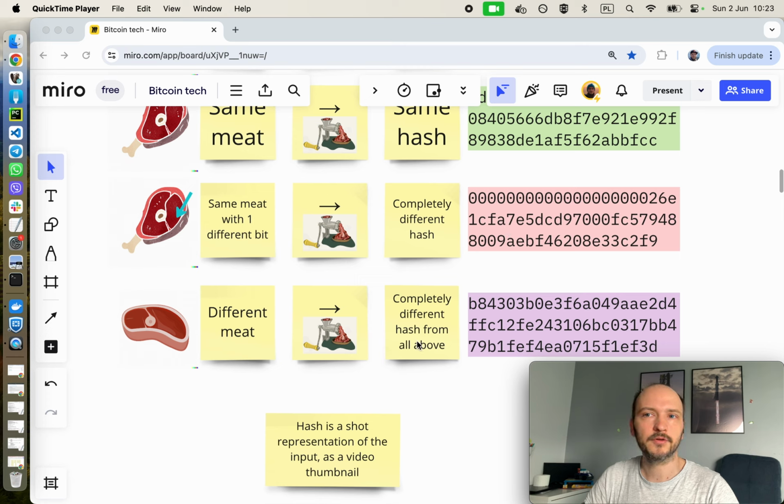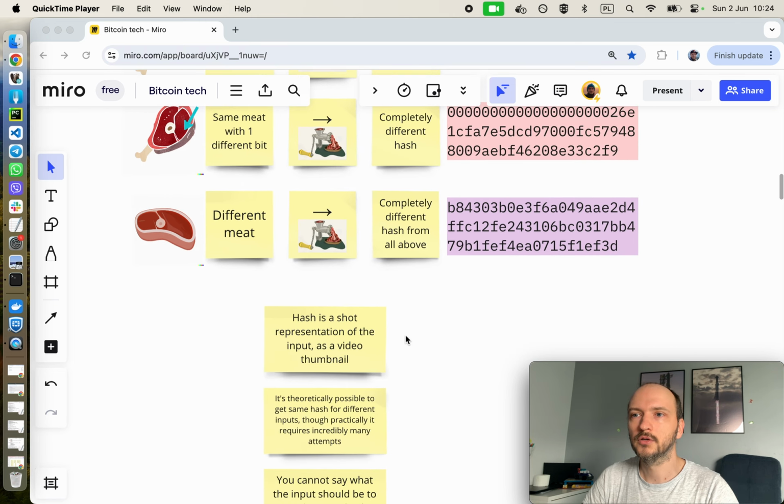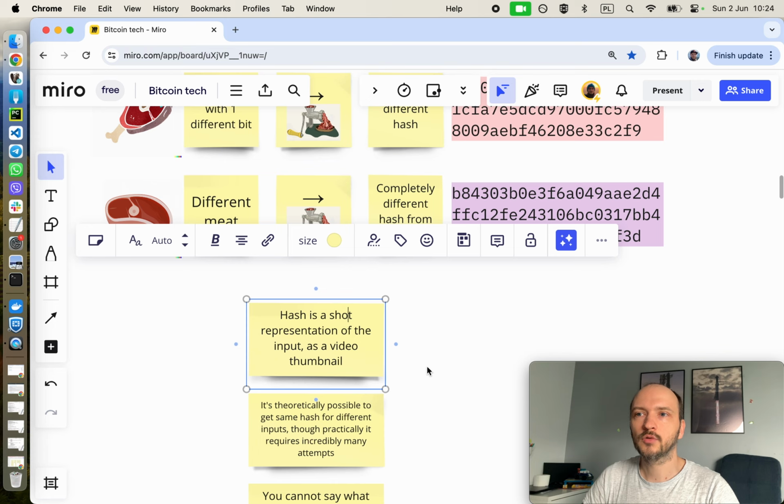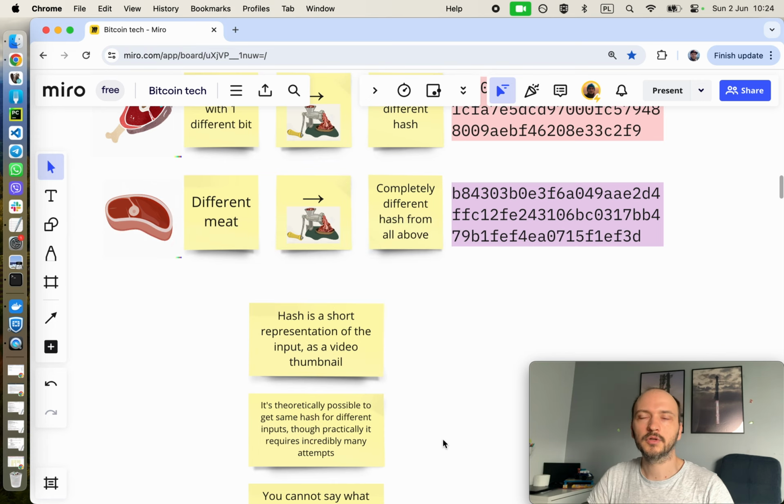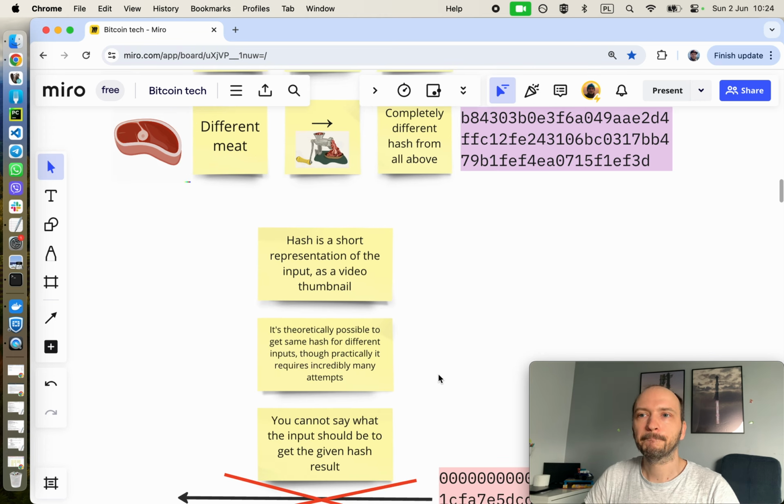And if you give a different piece of meat, it produces still a different result. So hash is a short representation of the input. It's similar to the video thumbnail to some extent. It's theoretically possible to get the same hashes from 2 different inputs, but in reality it's almost impossible to find 2 inputs that produce the same hash. You will literally need to brute force all the possible inputs to find 2 that produce the same result.